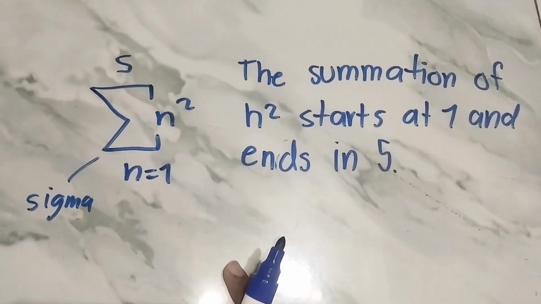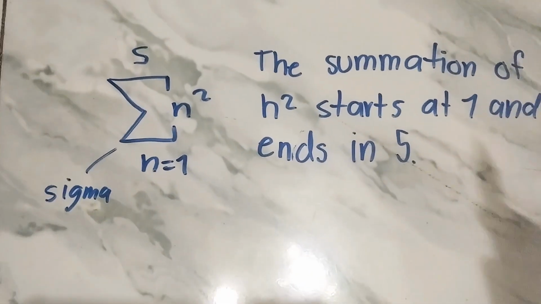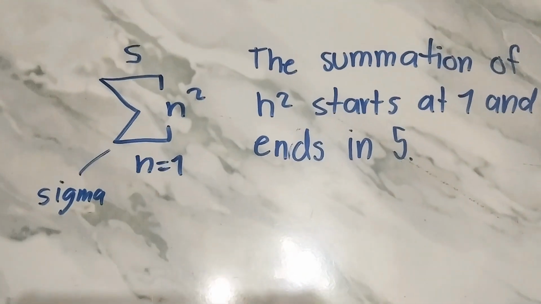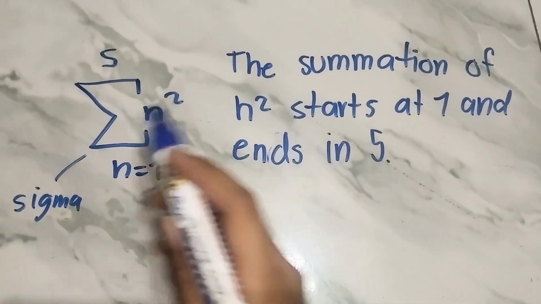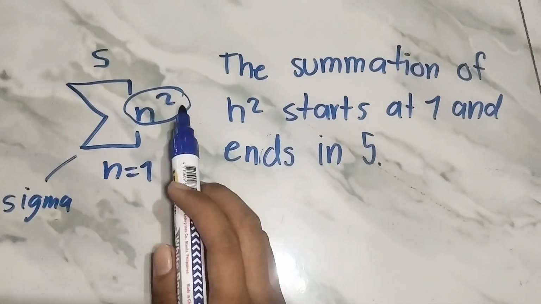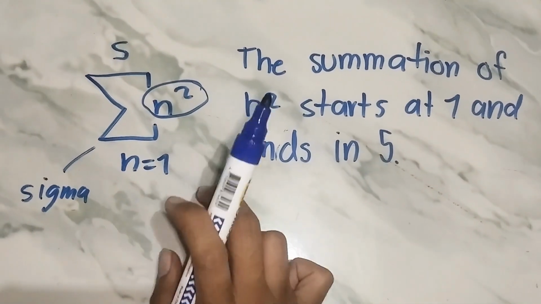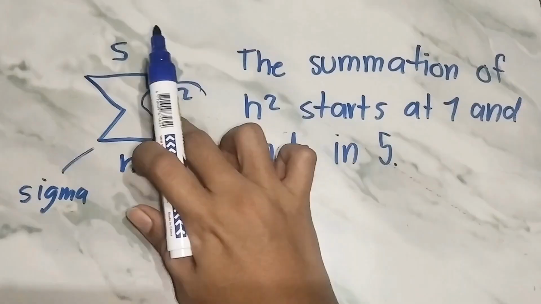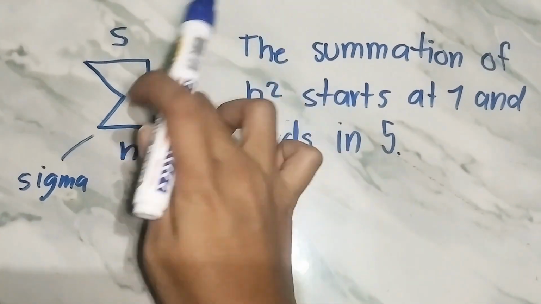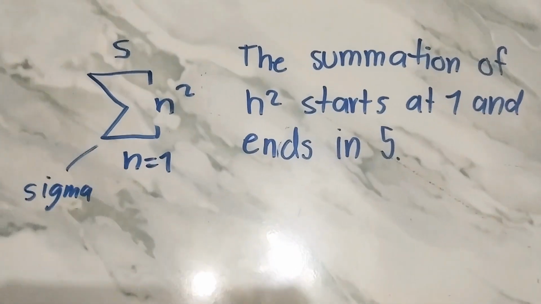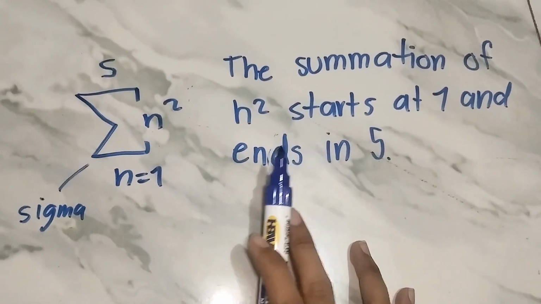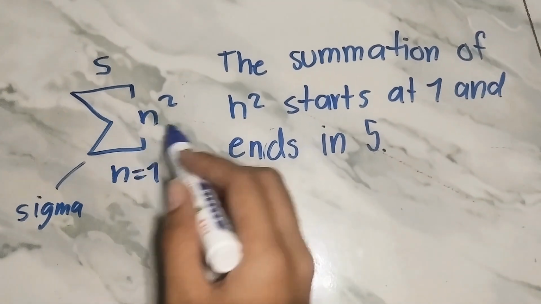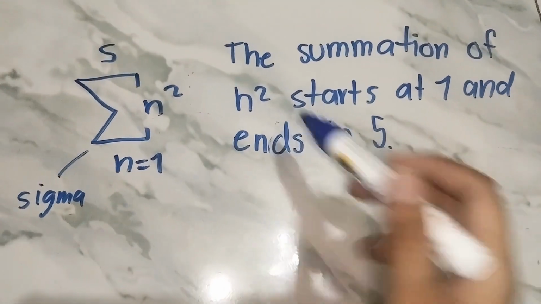Since we're talking about sigma notation, it's all about the summation, the sum, meaning the whole total. So we have here the summation of n squared. N squared is our main variable, the one that we're going to get the sum of. And remember, it's in the middle of the sigma. The summation of n squared starts at 1 because n is equal to 1, and it ends in 5.